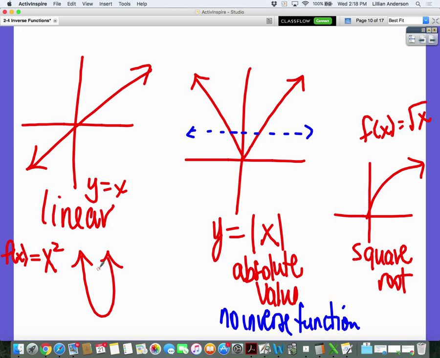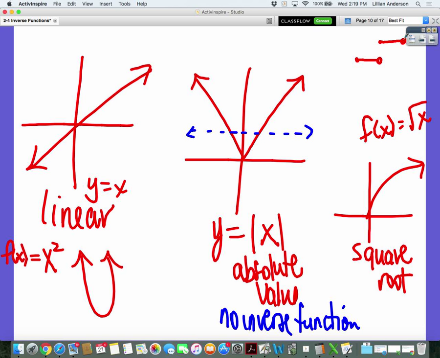Yes, but no. What's yes and what's no? That's the step graph. Yes to being a function. No to the inverse, because those little horizontal lines right there are going to make it so that it doesn't pass the horizontal line test. Everybody understand that? Yes. Okay.